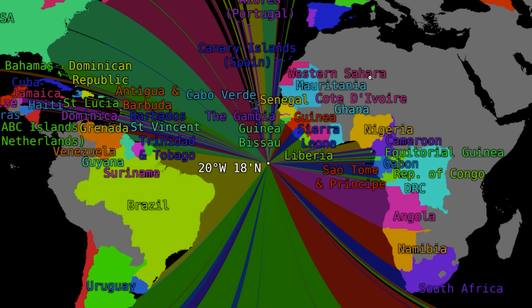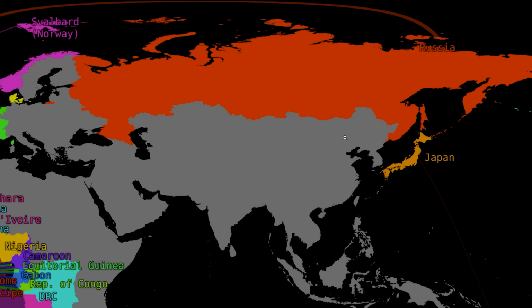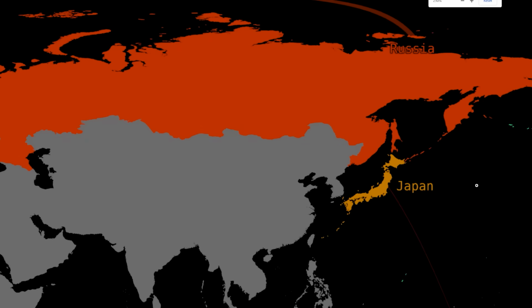So basically, if you're for some reason stranded in the mid-Atlantic, go to this point first, 20 degrees west, 18 degrees north, and then just go in literally any direction in a straight line. That's all you gotta do. It's very simple. You might get lucky and end up in Siberia, Russia. Or wait, actually Japan. Oh, I didn't even realize that you can make it to Japan.